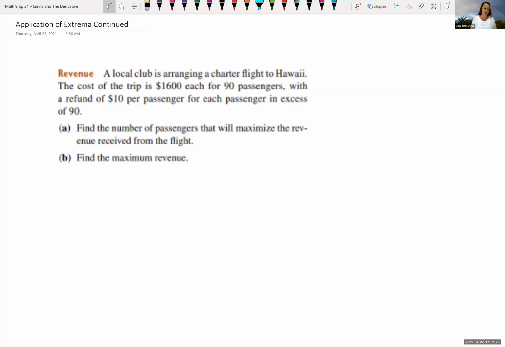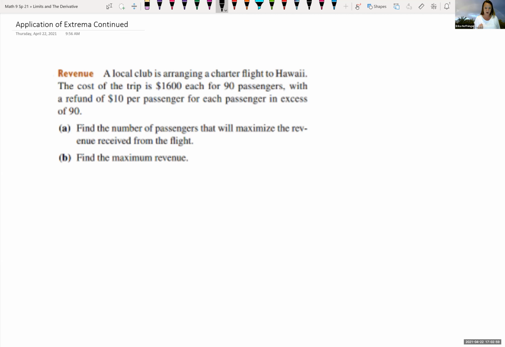So we're finishing up on applications of extrema, finding where we have a maximum value or minimum value. We're looking at applications, and the problem in front of us says a local club is arranging a charter flight to Hawaii. The cost of the trip is $1,600 each for 90 passengers, with a refund of $10 per passenger for each passenger in excess of 90. So we want to find the number of passengers that will maximize the revenue received from the flight, and we want to find that maximum revenue.